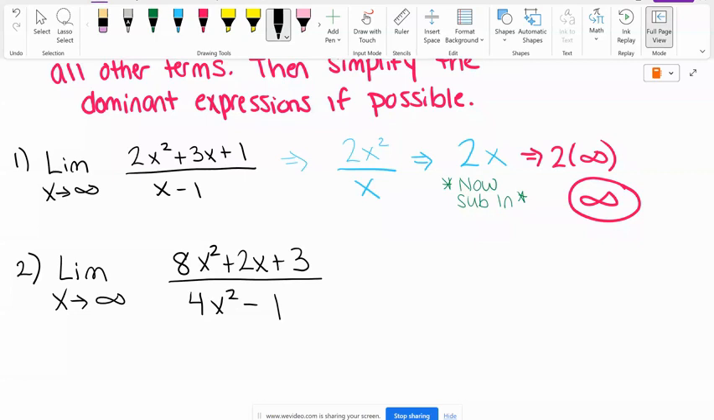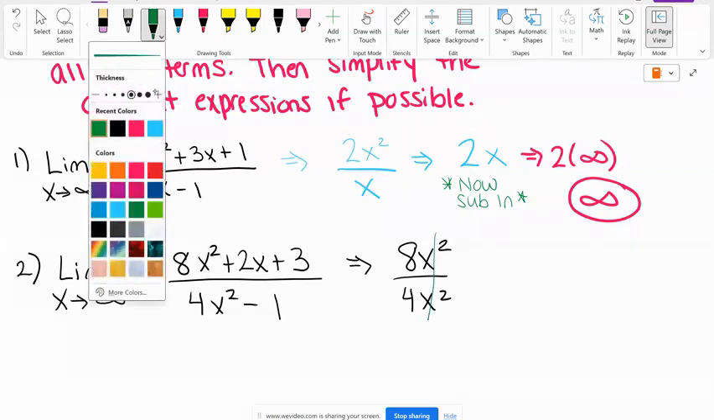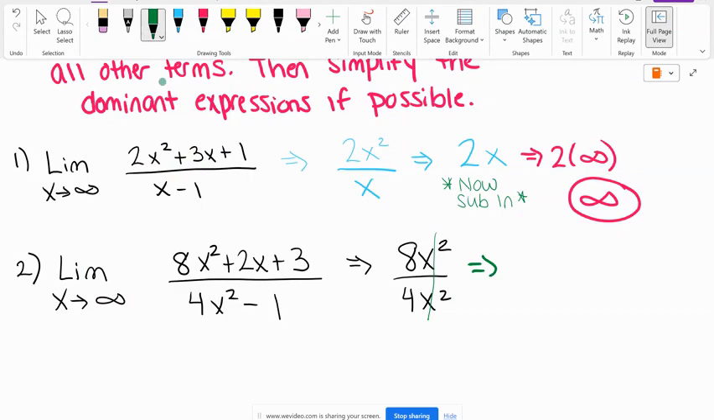So I'm going to take the most dominant on top, which is 8x squared, and the most dominant on the bottom, 4x squared. What happens with the x squareds? They cancel. So now I am left with 8 over 4, which is 2. What is this telling us? The limit as x approaches infinity is 2, not infinity.